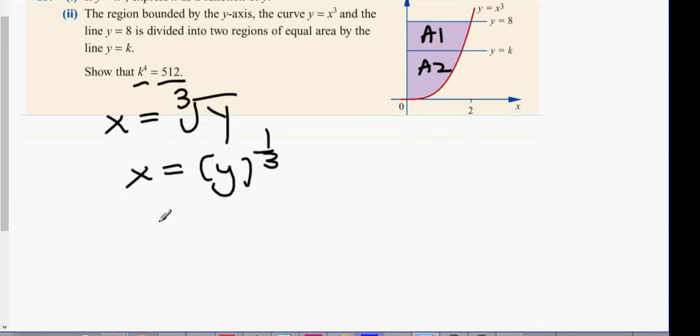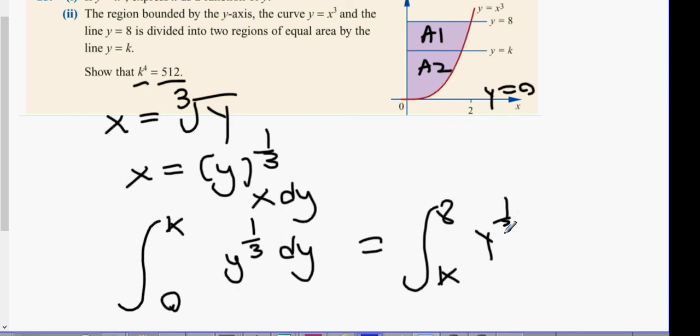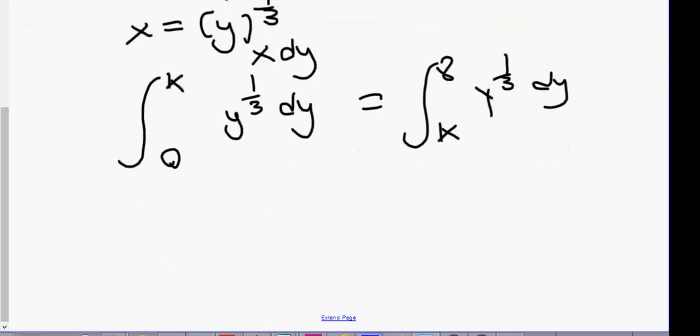So we're going to say it's the integral from, this is y equals 0. So the integral from y equals k to 0 of y to the power of a third dy. Remember, it's x dy this time, isn't it? Because it's into the y-axis. And that's going to equal the integral from 8 on top, k on the bottom, of y to the third dy. Integrate both sides. What happens when you integrate y to the power of a third? Yes, Simon? No, I don't understand where you got that.